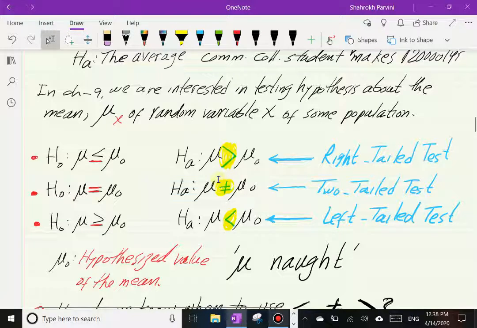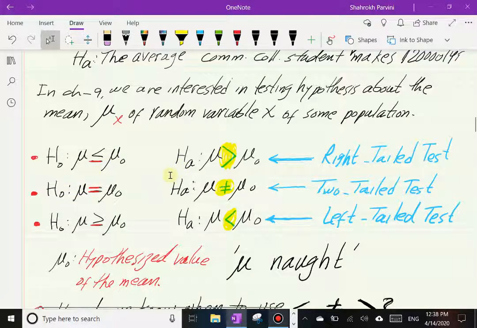But one thing I want you to note here, by the way, is that if you look at the complement of greater than, that would be less than or equal. Complement of not equal is equal, and complement of less than would be greater than or equal to. So keep in mind that the null and the alternative are complementary events.